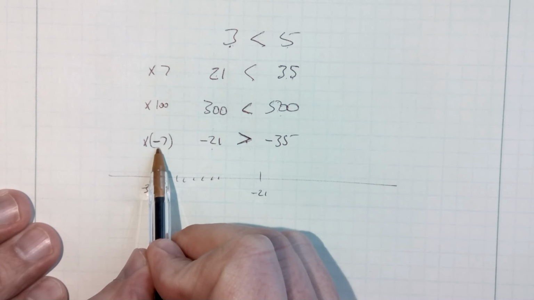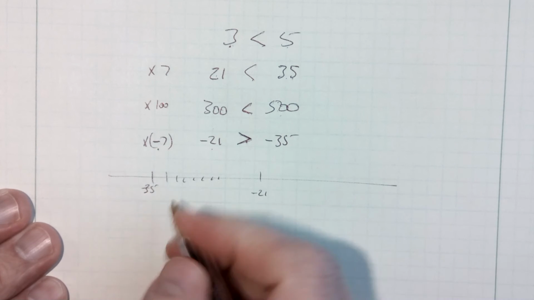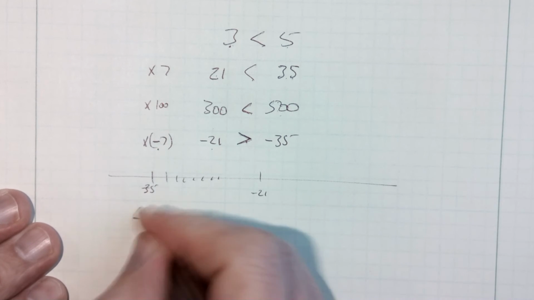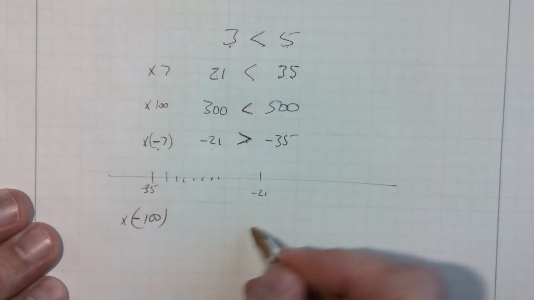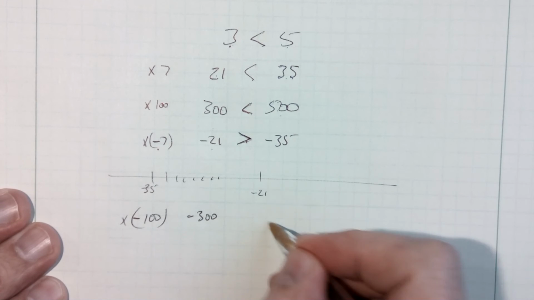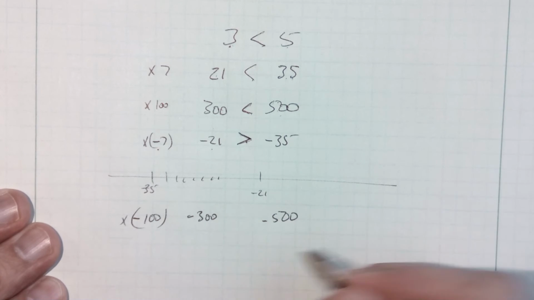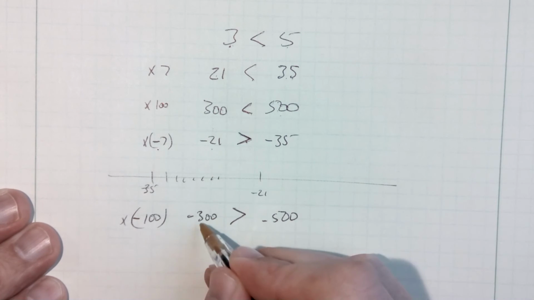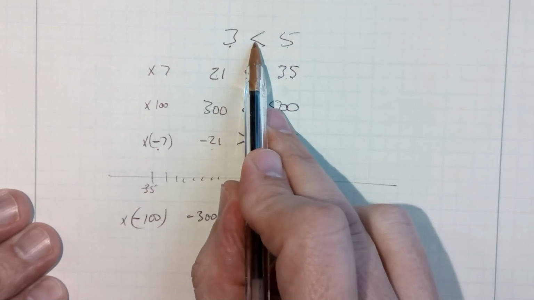And it doesn't matter what size the negative is. If I multiply by a negative 100, times by a negative 100, this would be a negative 300 on the left, and this would be a negative 500 on the right. That right side is now less than the left side, so that inequality flipped.